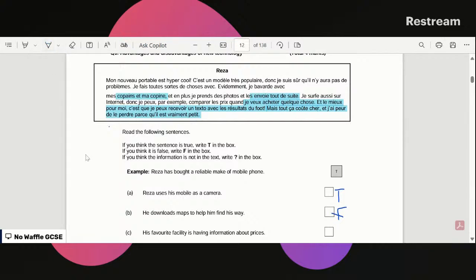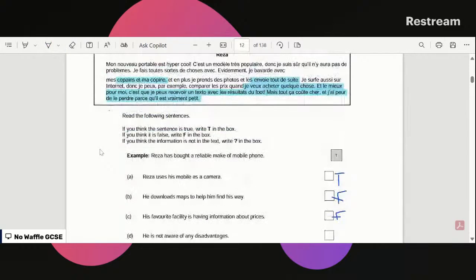His favorite facility is having information about prices. Let's see if it says his favorite thing. No, it seems that his favorite thing is, in fact, seeing the results of football. So again, that is false. Okay, he is not aware of any disadvantages. No, that is false as well because we spoke about the ability for him to lose his phone.